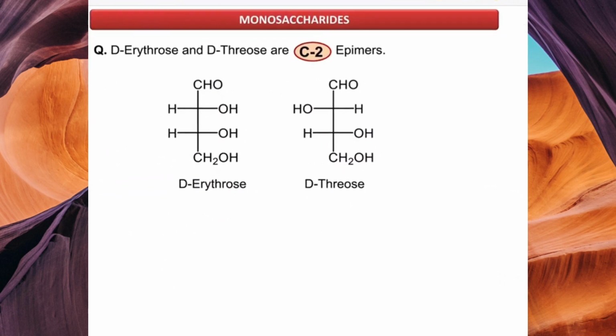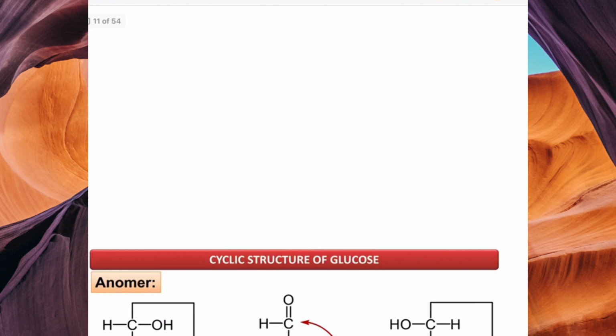Next, very, very important: D-erythrose and D-threose. Just now we discussed that erythrose means similar groups are on the same side, and threose means similar groups are on the opposite side. Both are C2 epimers; they differ in their configuration at the C2 carbon. Important.